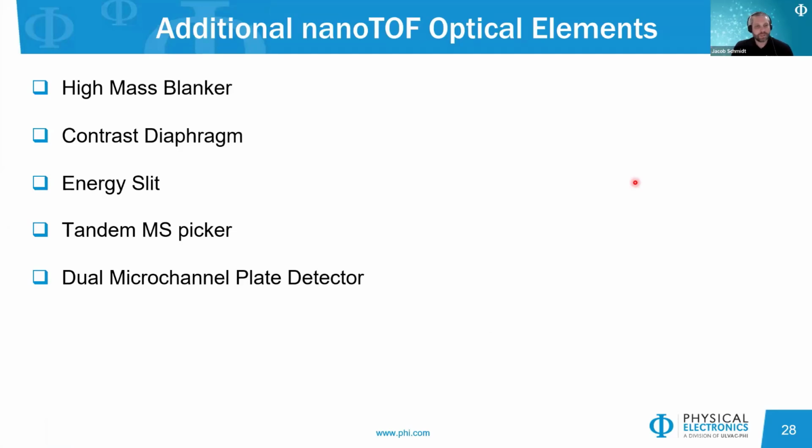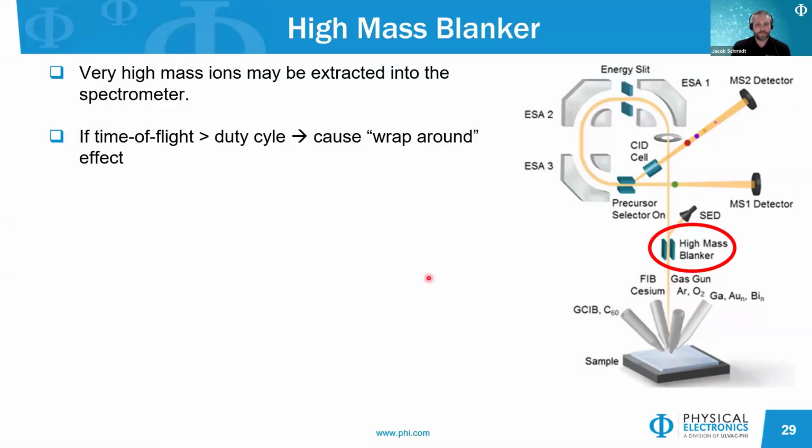I will now discuss some additional optical elements of the TRIFT spectrometer, and those are the high mass blinker, contrast diaphragm, energy slit, tandem MS picker, and the dual microchannel plate detector. First in the flight path is the high mass blinker. The high mass blinker is an essential component in a time of flight spectrometer, and this is because high mass ions may be extracted from the sample.